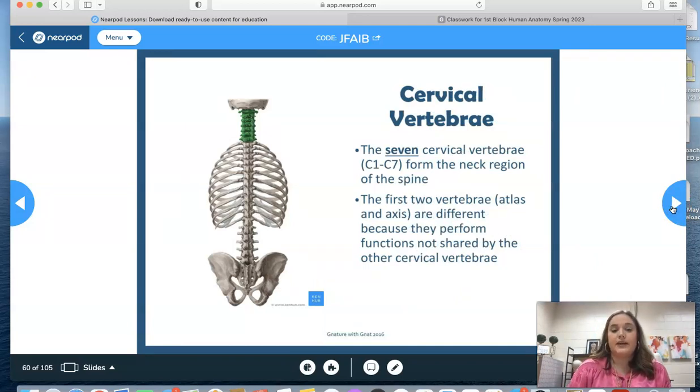Your cervical vertebrae. The 7 cervical vertebrae, C1 through C7, form the neck region of the spine. The first 2 vertebrae, which are the atlas and axis, are different because they perform functions not shared by other cervical vertebrae. So they have 2 different functions than the rest of them.